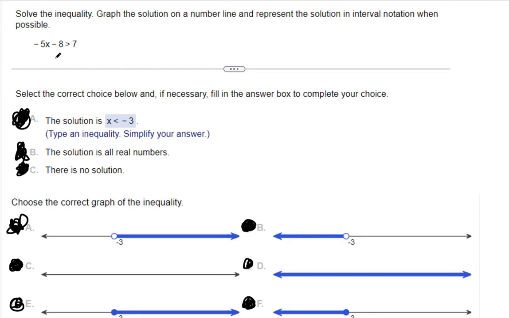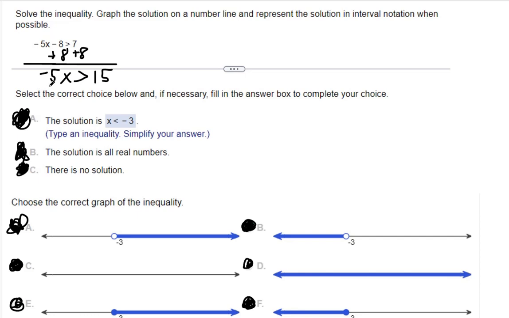So to solve the inequality, we'll want to add 8 to both sides, just like an equation. And then to finish getting x by itself, we want to divide negative, oops, I left an answer there. I meant to block them all out. But to get x by itself there, that's negative 5x is greater than 15.